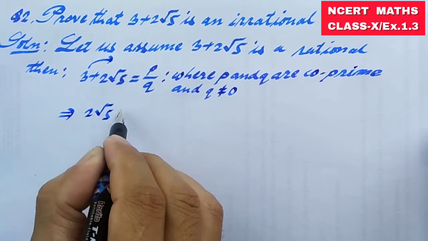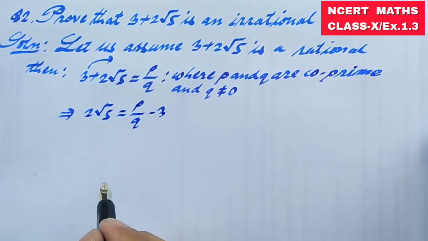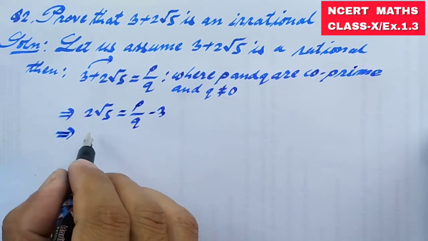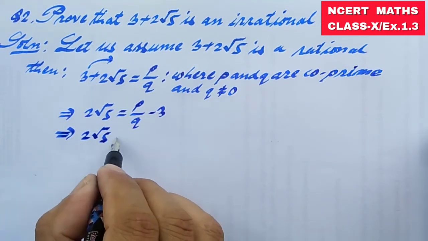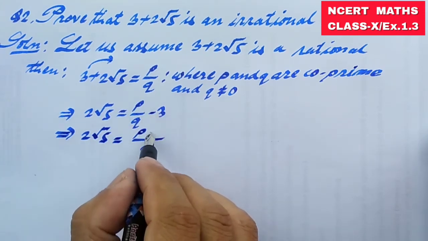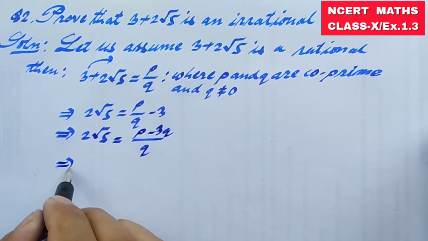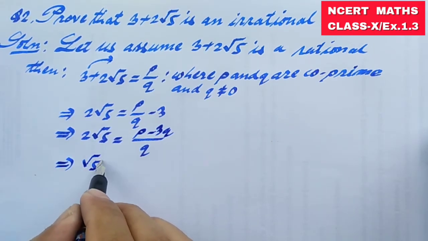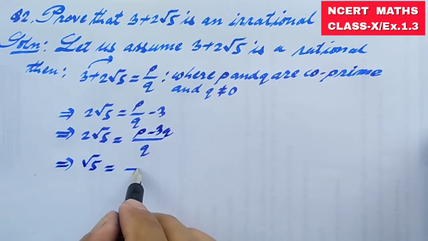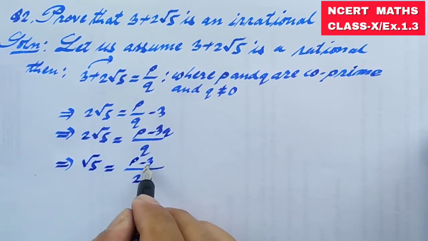So we'll be having here 2 root 5 equal to p by q. This 3 will become negative of 3. Now let us put only 2 root 5 here, and let us take the LCM here, q, p, and then we'll be getting thrice q here. So in the next step, we'll be putting only root 5 here, and 2 should be multiplied with the denominator of the right side. That is twice q, then p minus thrice q.